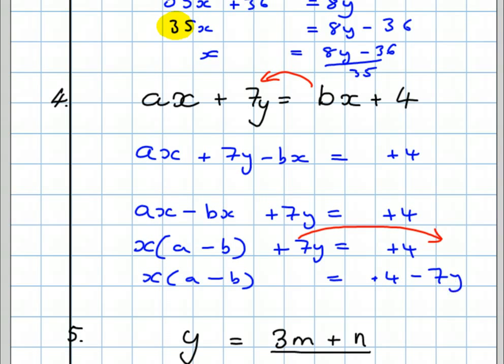Now, notice how I finish. I take this expression that x is multiplying. If you will, it's the thing that x is being multiplied by, depends which way you look at things, and I put it underneath. It becomes my denominator expression. So we finish off with x equals plus 4, take away 7y, all over a minus b.